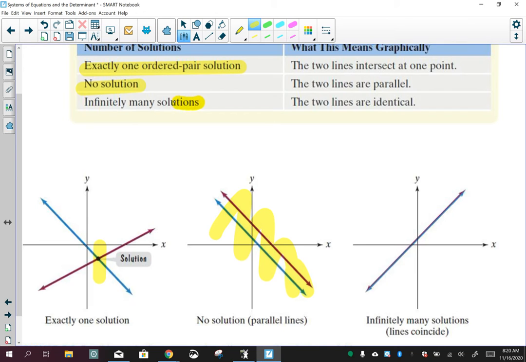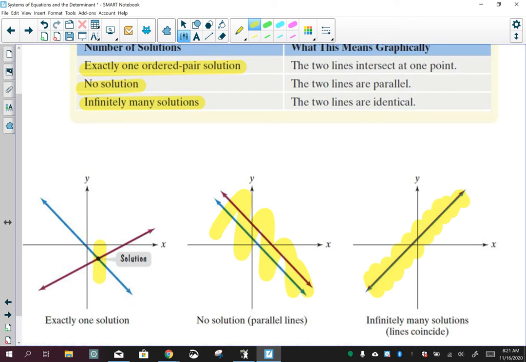Or you're going to have an infinite amount of solutions, which means that it's the same line. There is no differentiation between them. Maybe somebody just took one of the lines and multiplied it by 2. Who knows? But the point is that they are the same exact line, and so they lay on top of each other. So these are the three types that you're going to get when you're dealing with systems.